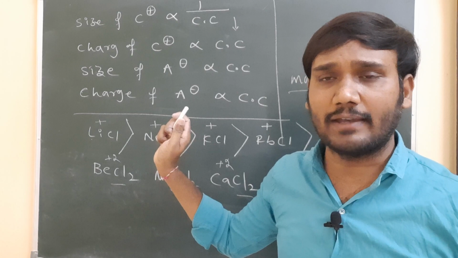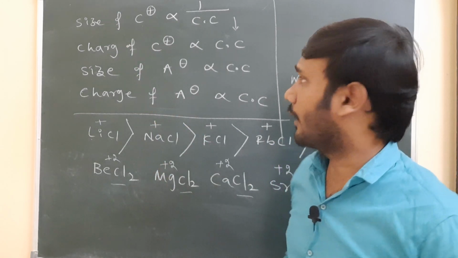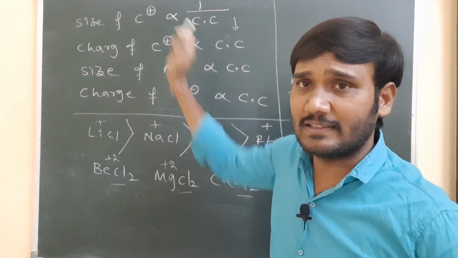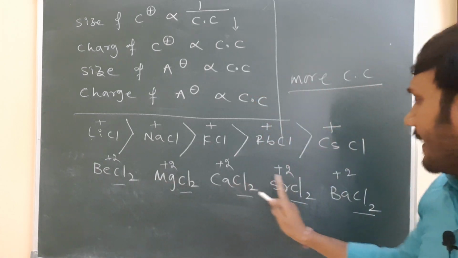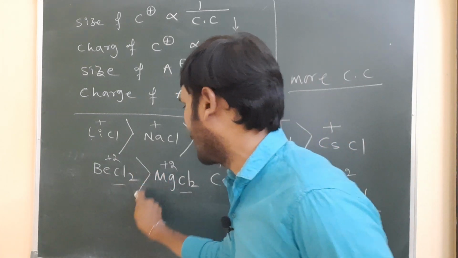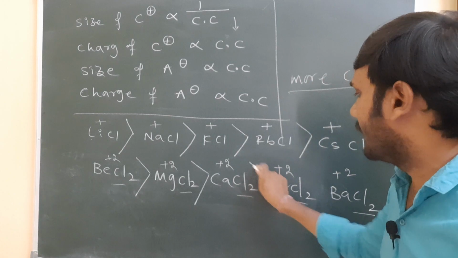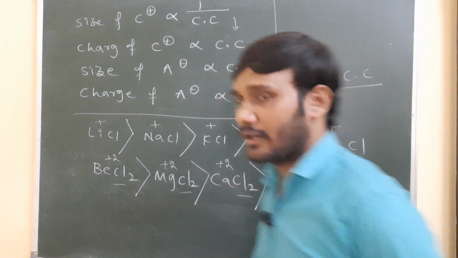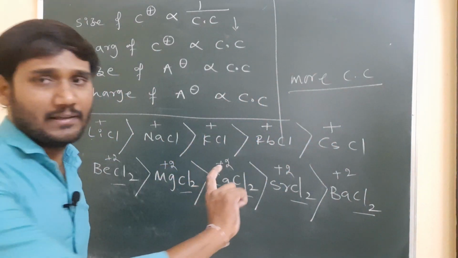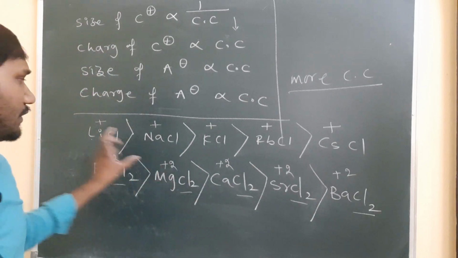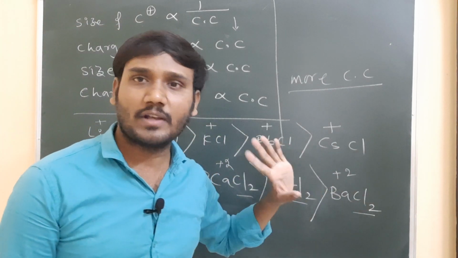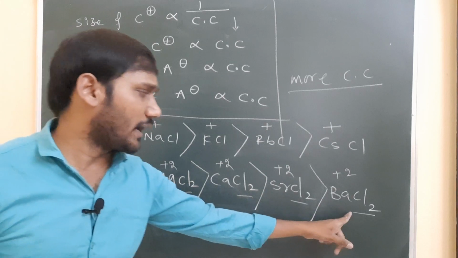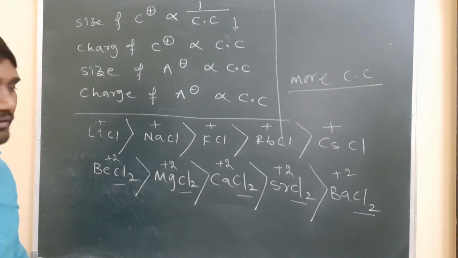So which of the following has more covalent character? It means we have to understand which cation size is less. Beryllium, magnesium, calcium, strontium, barium. Beryllium size is less. Beryllium size less is nothing but covalent character is more. This is the covalent character order. Then the opposite of this is ionic character. Which of the following has more ionic character? Cesium chloride. Which of the following has more ionic character? Barium chloride. So these are the two examples.